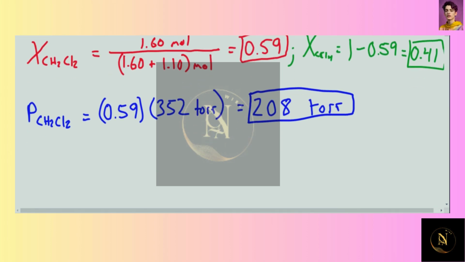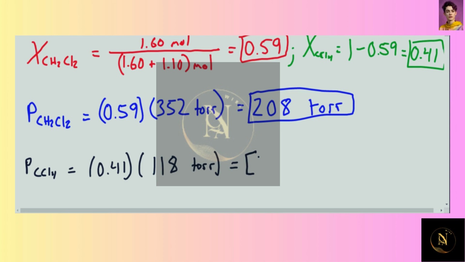We can do the exact same thing for carbon tetrachloride. This time we have a mole fraction of 0.41, and the pure vapor pressure, which we're given in the question, is 118 torr. So our partial pressure for carbon tetrachloride is 48.4 torr.